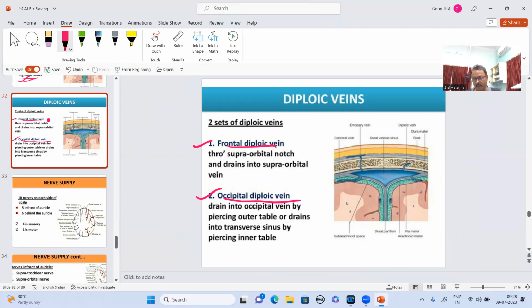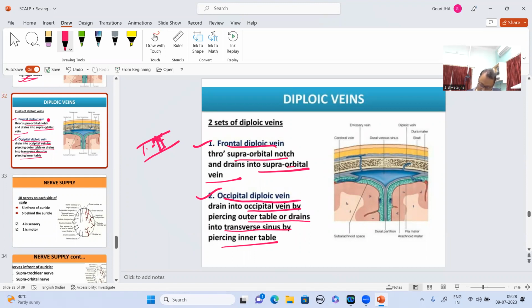Occipital comes under the heading of both the emissary vein and the diploic vein also. So we have got the two sets of veins. One is the frontal, through the supraorbital notch, draining into the supraorbital vein, and the occipital diploic vein drains into the occipital vein by piercing the outer table and drains into the transverse sinus by piercing the inner table. Actually, in between the two tables of the skull bone, we have got a vein, and this vein is known as the diploic vein.